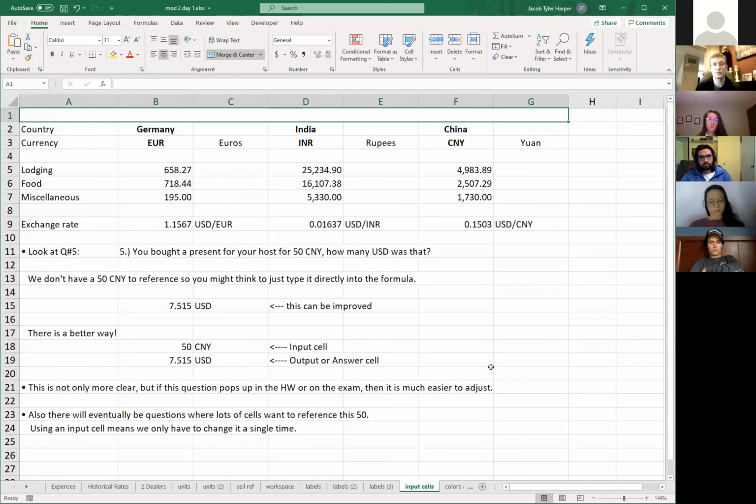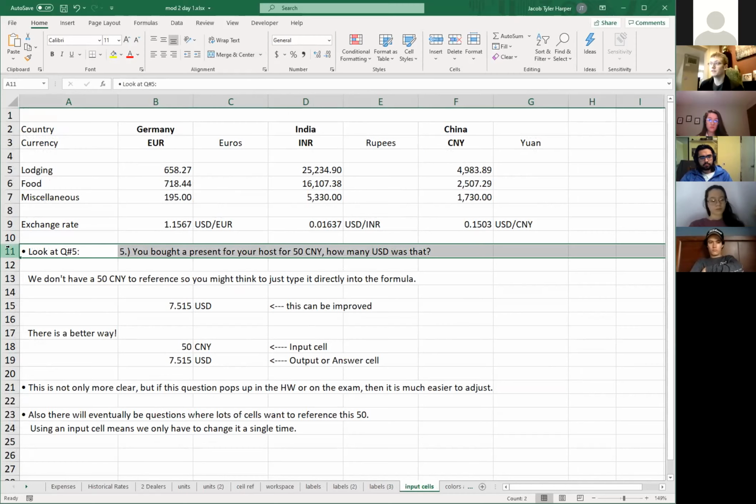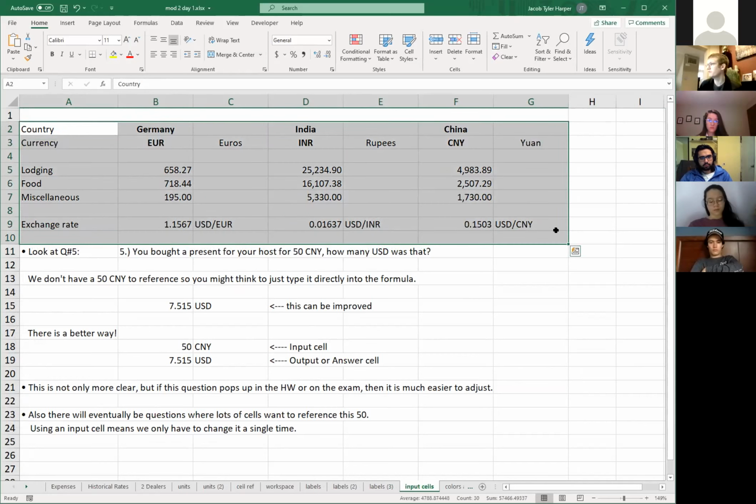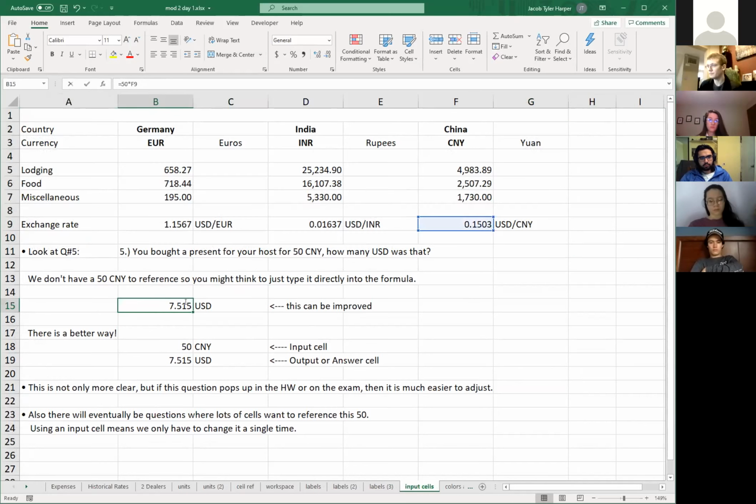Another thing you can do is utilize what I like to call input cells. So let's say you have this question. You have 50 CNY, convert that to USD. Okay, well, what did Jacob say a few minutes ago? I should use references. Well, where's my 50? I have nowhere to reference it. You might think, okay, well, there's nowhere to reference. I'll just type it in. Yeah, that works. But in my opinion, this is better. Just type it into its own cell, and then in your work, reference it.